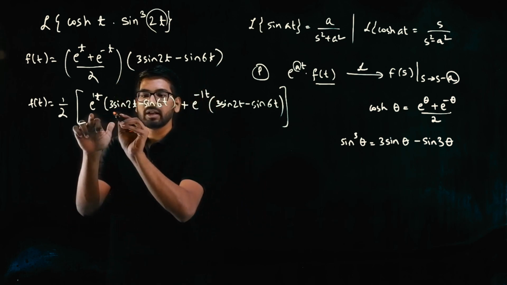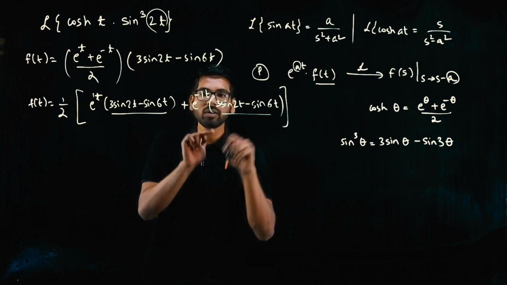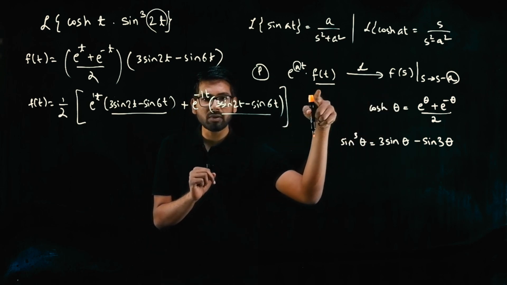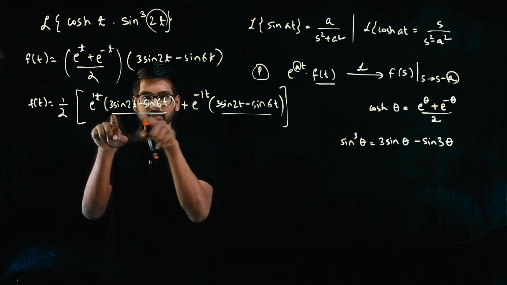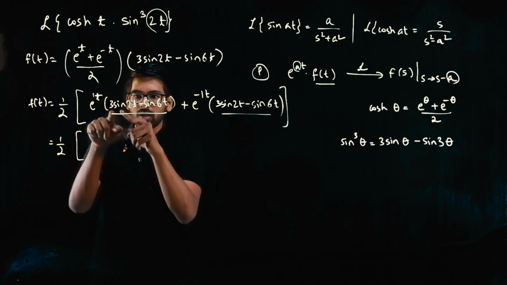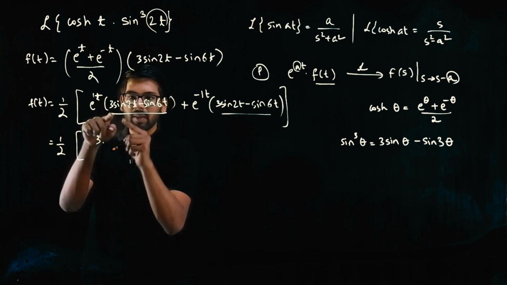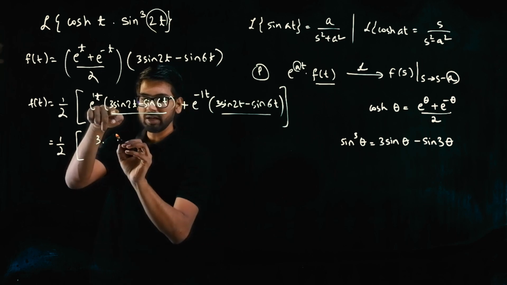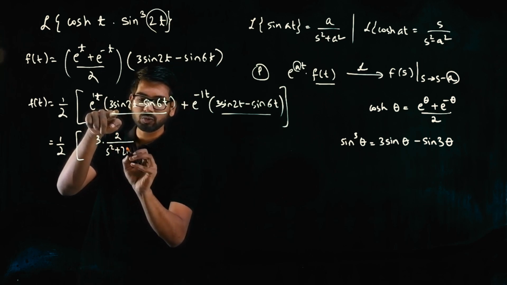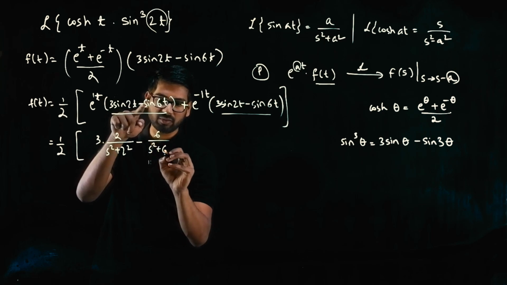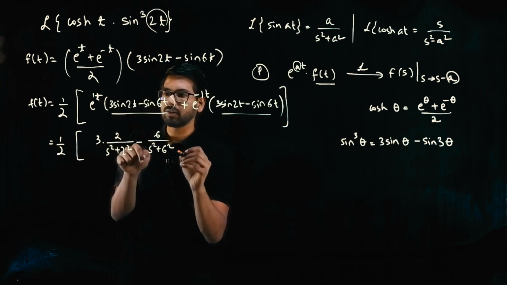Now we have e power at into f of t, and e power minus 1t into f of t. Now we can use the formula. First we need to find F of s, which is the Laplace transform of f of t, and f of t here is this, right? So it will be 1 by 2, 3 as it is. The Laplace transform of sine 2t, since the Laplace transform of sine at is a by s square plus a square, will be 2 by s square plus 2 square, minus sine 6t, which is 6 by s square plus 6 square. In place of a I have 6, right? So that's how it works.